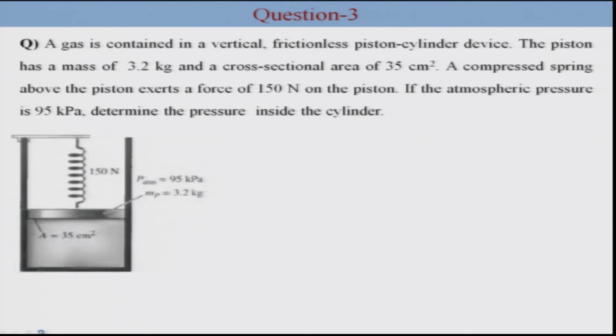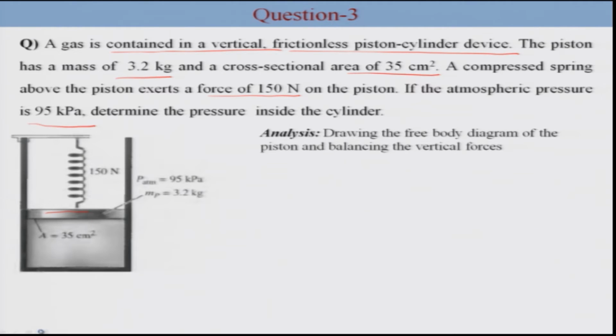In this question, a gas is contained in a vertical frictionless piston cylinder device. The mass of this piston is 3.2 kg and the cross sectional area is 35 centimeter square. A compressed spring above the piston exerts a force of 150 Newton on the piston. If the atmospheric pressure is 95 kilopascal, determine the pressure inside the cylinder. So, we have to calculate this pressure inside the cylinder.